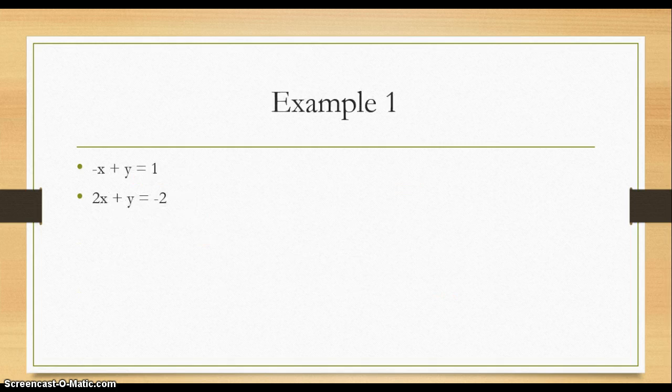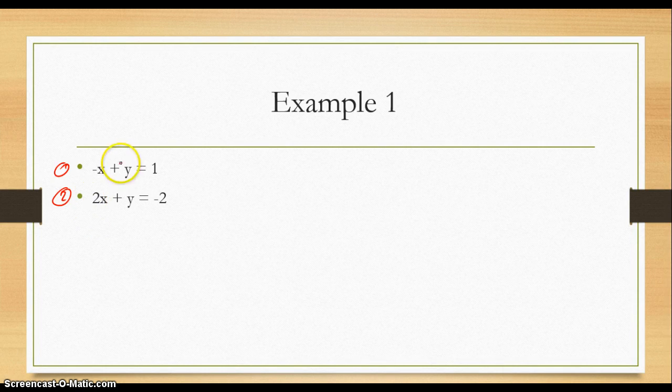Example 1. Negative x plus y equals 1 and 2x plus y equals negative 2. So we're going to solve one of the equations. So we're either going to pick equation 1 or equation 2. And we're going to solve for one of the variables. So we're either going to solve for x or y. Now, in my opinion, in the problems that you'll be focusing on, I would select one that has a coefficient of a positive 1. You want to get that alone.